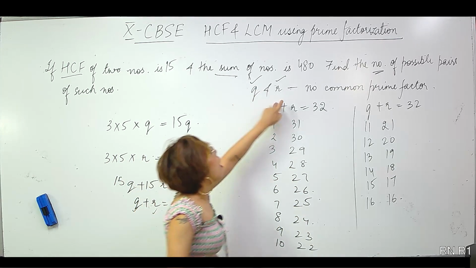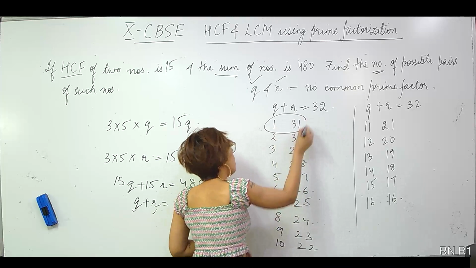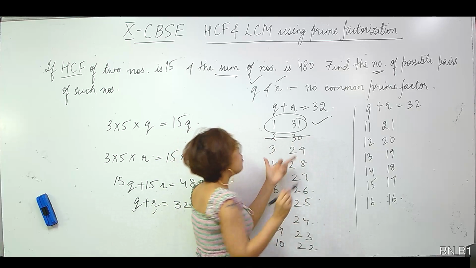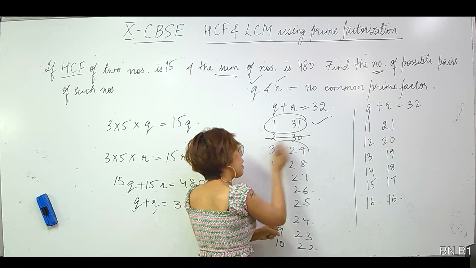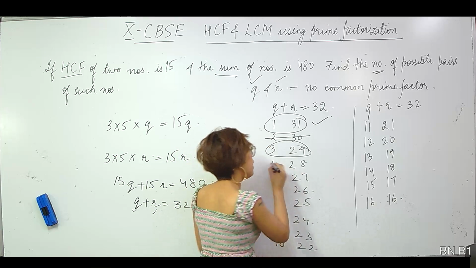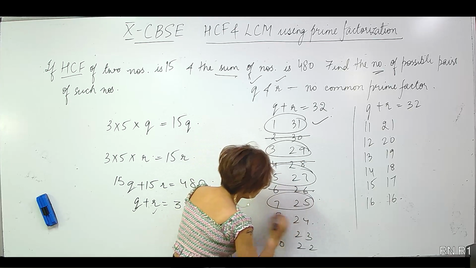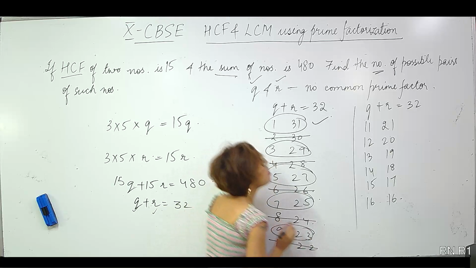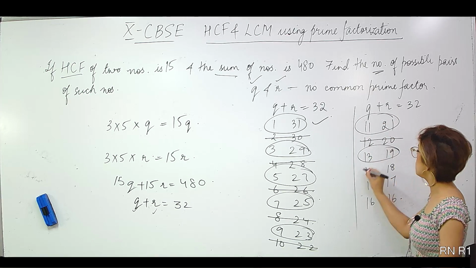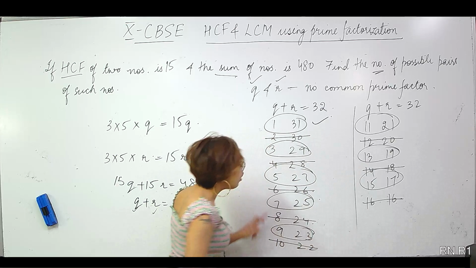Now, mind it, Q and R have no common prime factor. So 1 and 31, no common prime factor, so I like them. I will take them. 2 and 30, they do have a common prime factor. I do not want them. 3 and 29, no common prime factor. I want them. 4 and 28, they have a common prime factor. I do not want them. I want this. Again, this one. This is cut. I want this. I don't want this. 11, 21, no common factor. So yes, I want this. Not this. I want this. Not this. I want this. Not this. Right? Because these ones have a common prime factor.